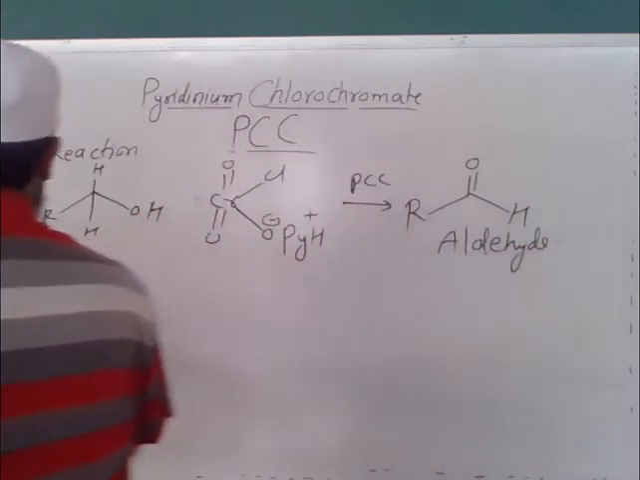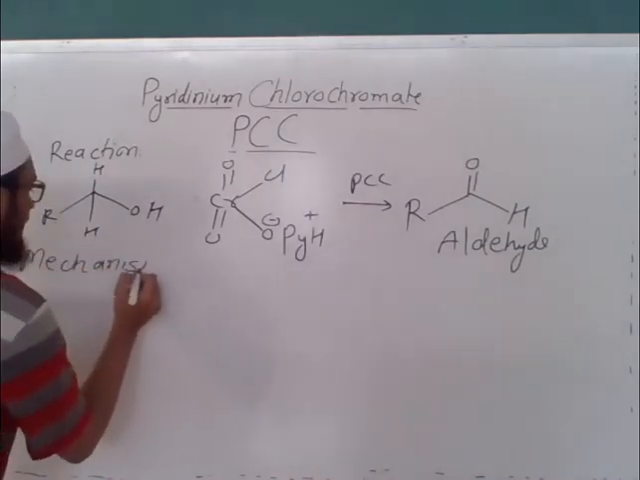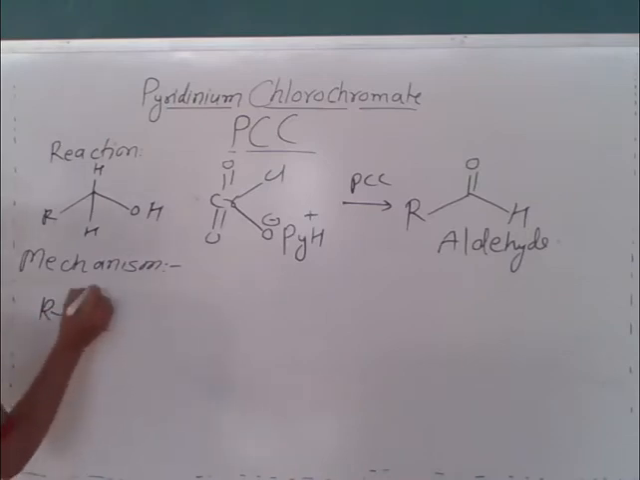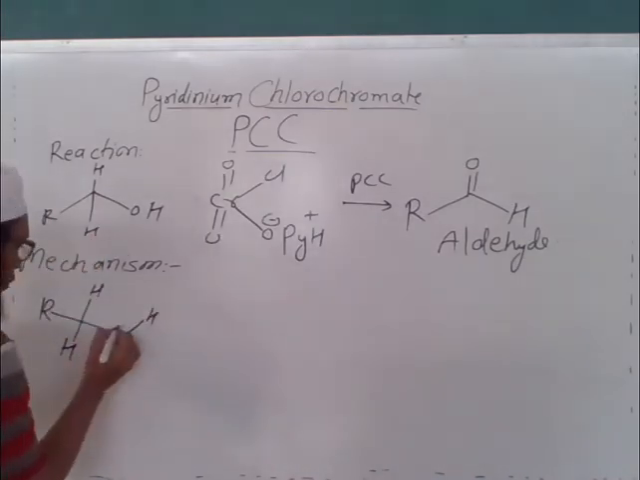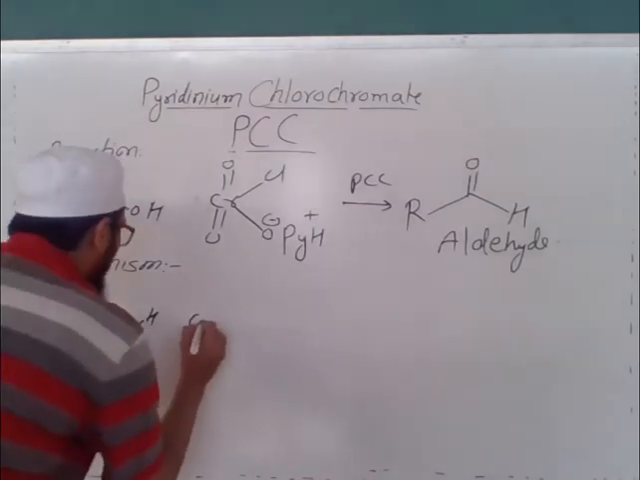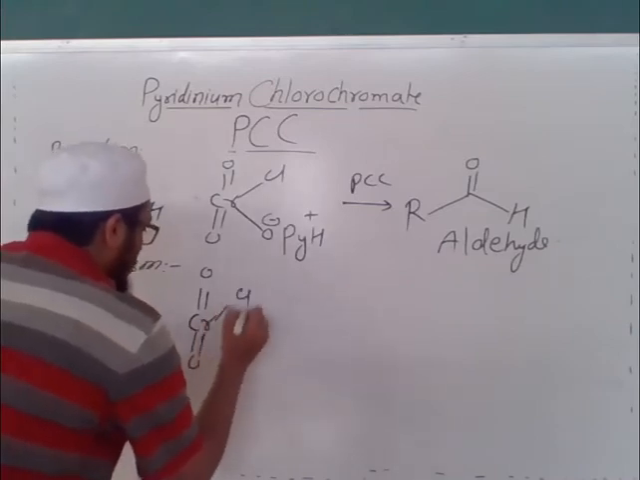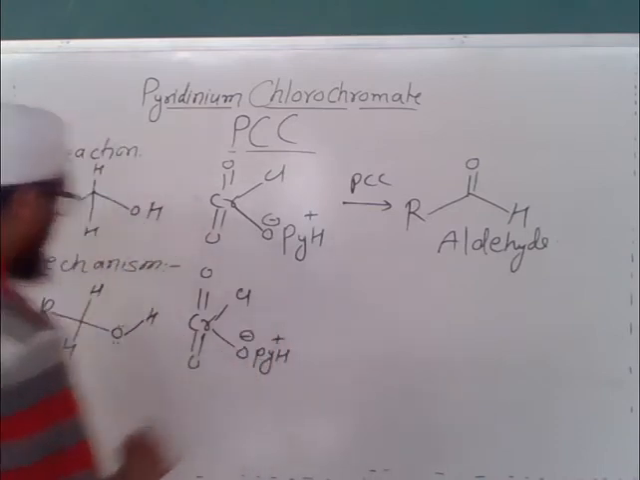Now let's switch to the mechanism. So look at the mechanism. R, H, H, O, H. I am writing this hydroxyl group like this, with the two lone pairs, and our pyridinium chlorochromate structure: chlorine here, O negative, PyH positive.